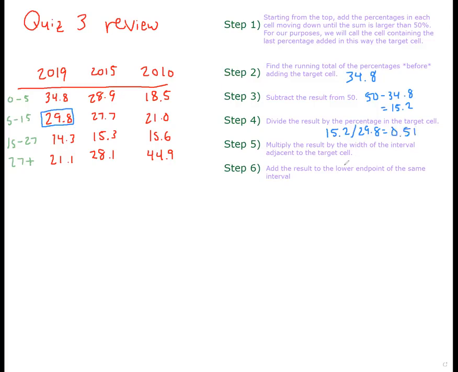Okay, step 5, multiply that result by the width of the interval adjacent to the target cell. So 0.51 times the width. This interval is from 5 to 15. That one had a width of 10. So we get 0.51 times 10. That gives me 5.1. And then we're going to add this to the lower endpoint of the same interval. So 5.1 added to that lower endpoint of 5 gives me 10.1. This is your answer to 4.